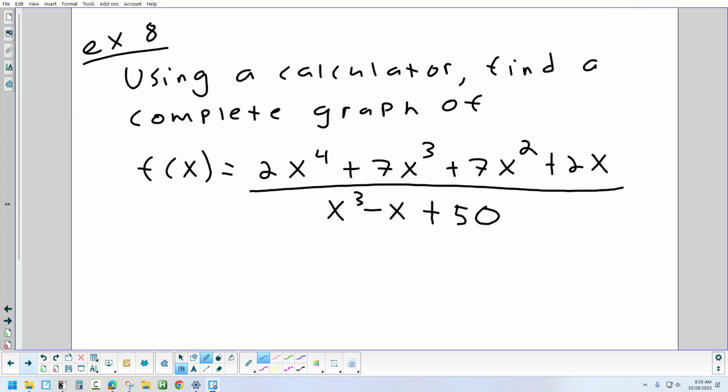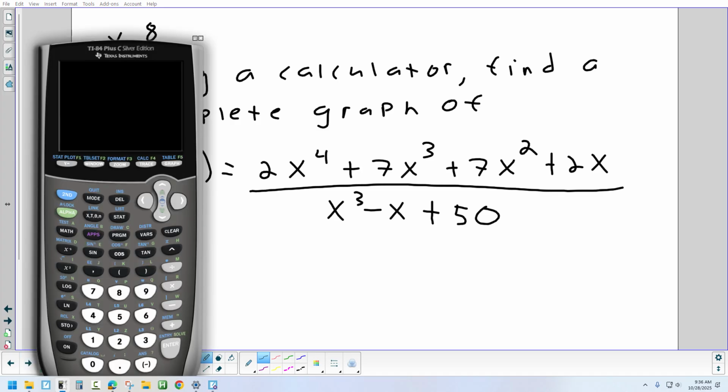All right, and this one, they're asking us to use a calculator. So the reason we're going to use the calculator is because there's some hidden behavior that we need to check for. And I just want to see if we can find it. Okay, first thing, what would be the degree on your EDA if you were going to find that? Yep, degree 1. This has a slant asymptote. So when we sketch this, I definitely want to be able to see a slant asymptote as part of a good picture.